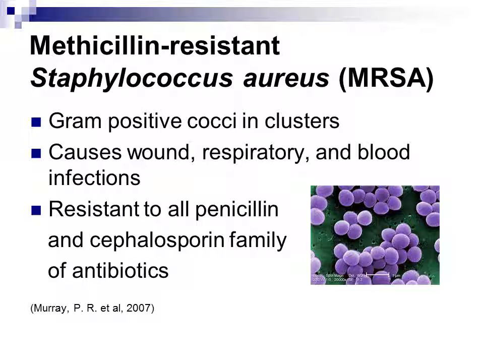Let's look at some key features of each MDRO. MRSAs are described as gram-positive cocci in clusters. That is, they stain blue when using the gram stain method and are usually seen in group formations resembling bunches of grapes under the microscope. Staphylococcus aureus can cause serious wound, respiratory, and blood infections. MRSA are broadly resistant to all penicillin and cephalosporin family of antibiotics, limiting the treatment to only a few drugs, one being vancomycin.